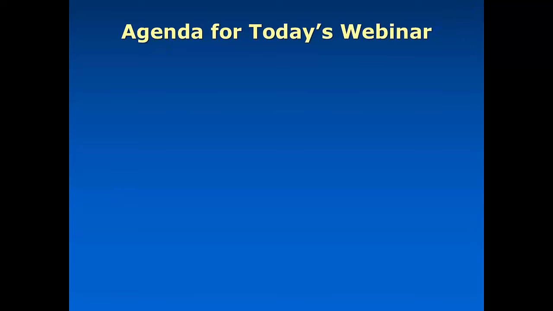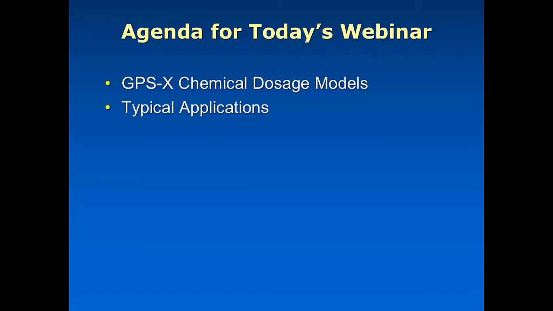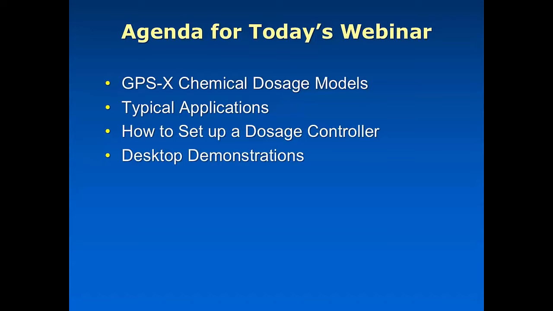So the agenda for what we're going to do today is to first go through the various different types of chemical dosage models that we have available in GPSX. I'll talk about typical applications, and I've set up a few demonstrations today that I think are typical of the way that I use the chemical dosage and the controllers in GPSX, and the way that I know several of our clients do as well. I'll talk about the controllers, the PID control loops, how to tune them, how to set up the various important parameters and things to keep in mind.